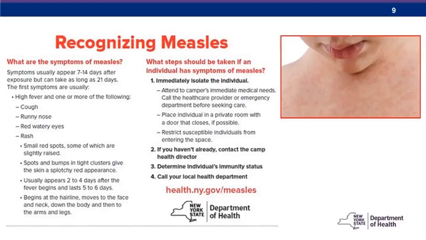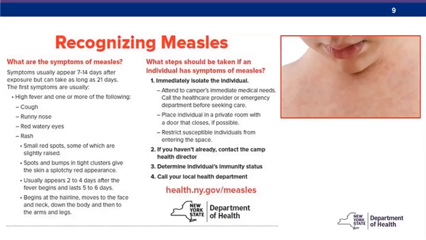I just wanted to take a couple minutes before passing on to my co-presenter on what to do if you think a camper or staff in your camp has measles. So the first thing is to be alert for the symptoms of measles, which I already talked about: fever and one or more of the following: cough, runny nose, red watery eyes, and rash.